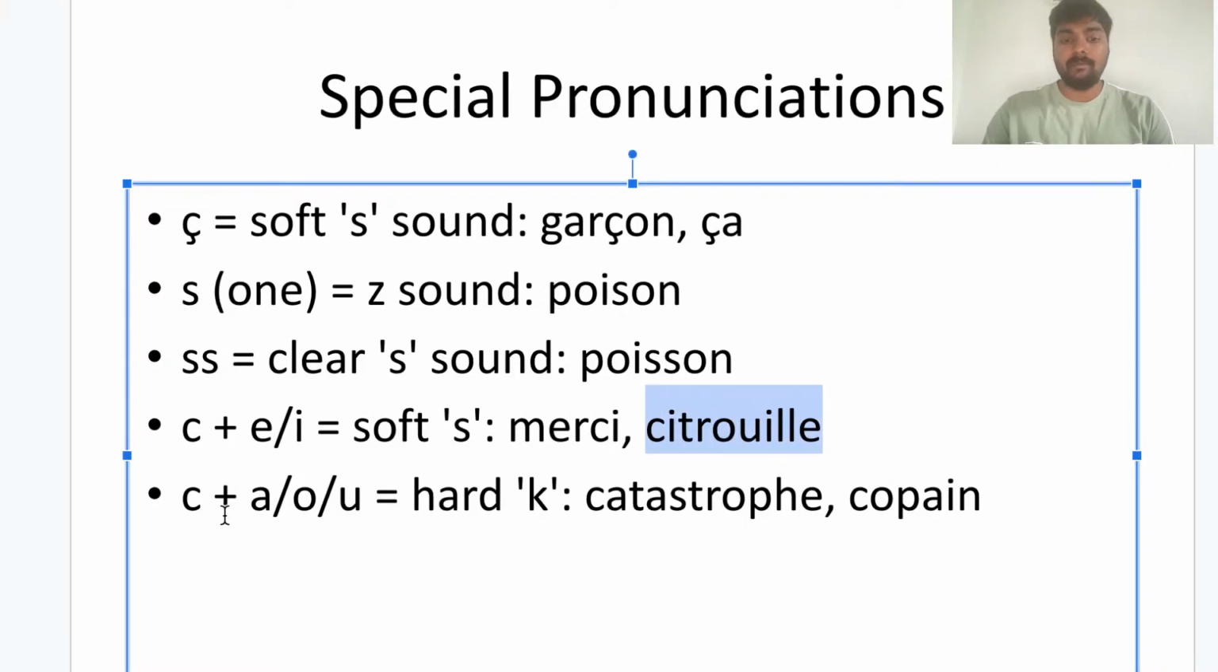And what if C plus A or C plus O or C plus U comes together? You have to spell it hard, like how you spell K in catastrophe. Like catastrophe, or coupon. You see here, right? Coupon means a friend, a best friend basically.